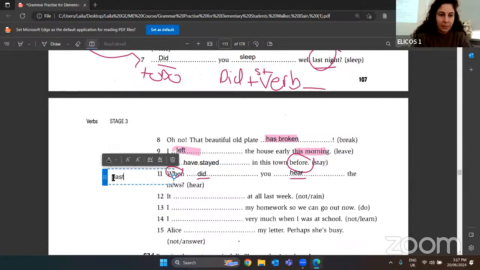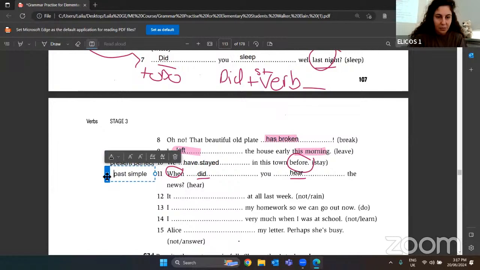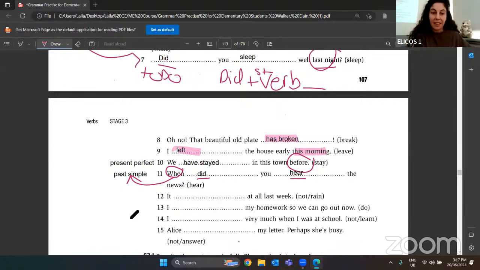So you could see we don't use when with the present perfect. We only use when with the past simple. So, when did you hear the news? Because I want to know exactly when. Was it 2 hours ago, last night, this morning? So because it's a question with a very specific time, it's the past simple. Okay, and 12?